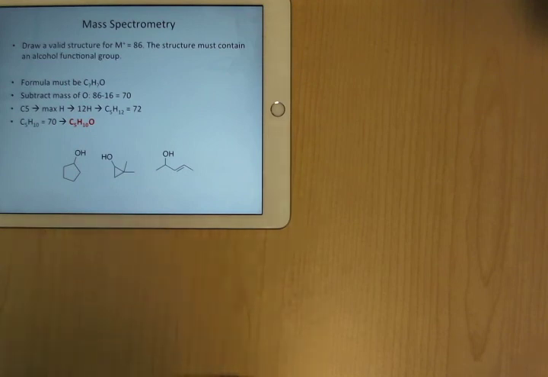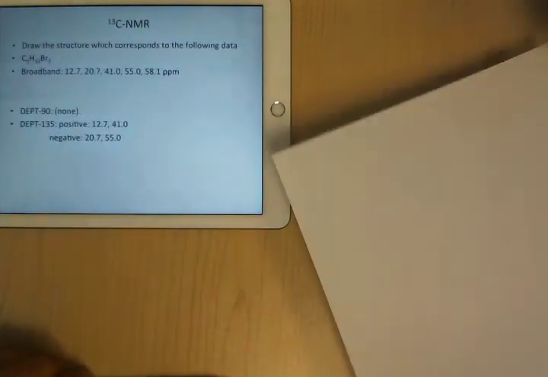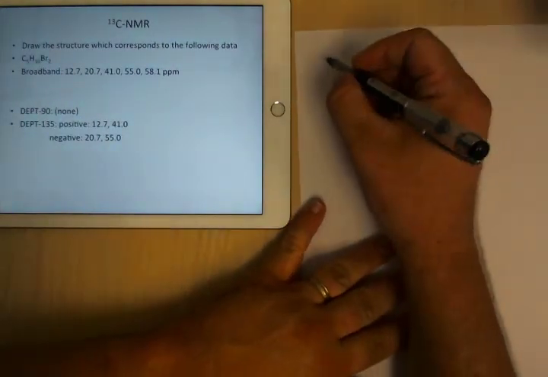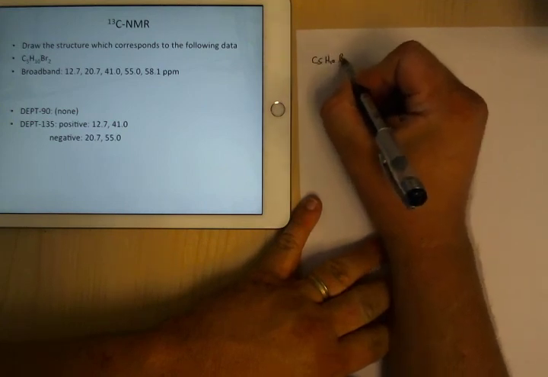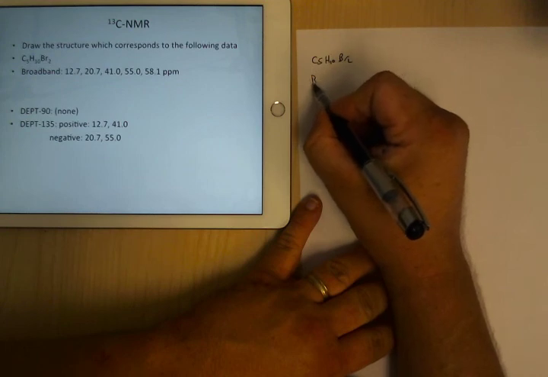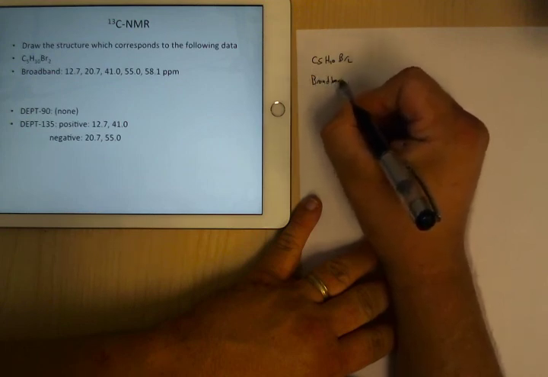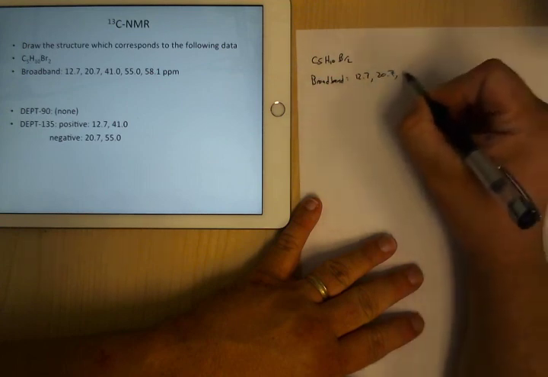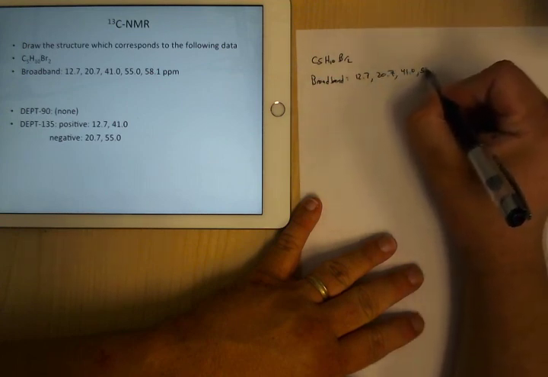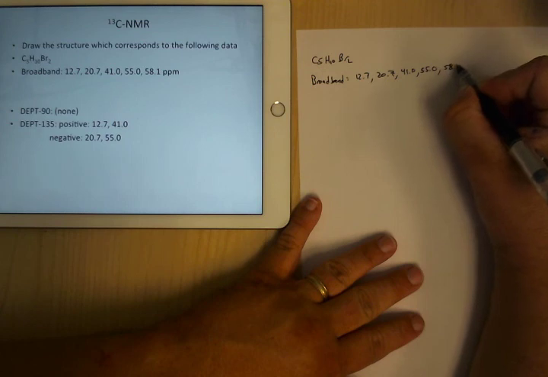Now the other one, I realized we only had the one carbon NMR, so I figured we'd do another one. C5H10Br2. Your broadband is 12.7, 20.7, 41.0, 55.0, 58.1.